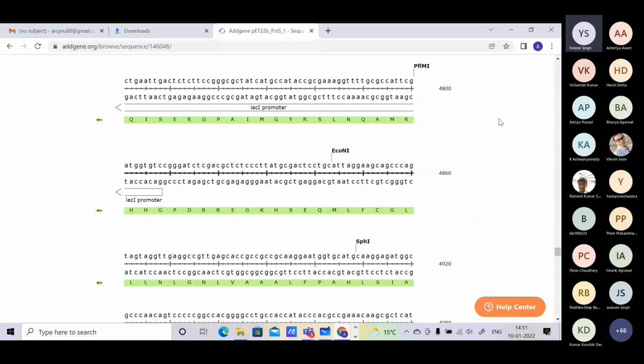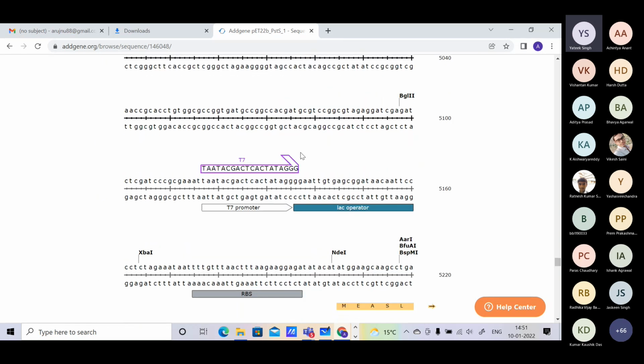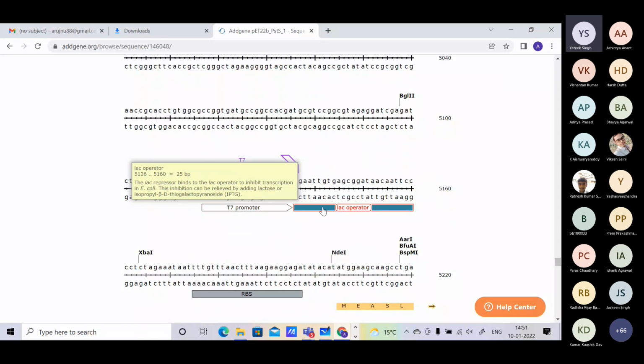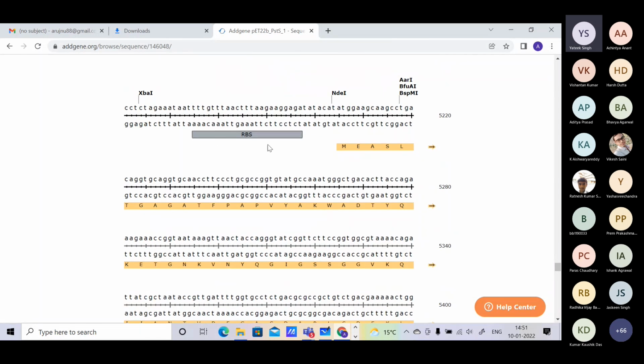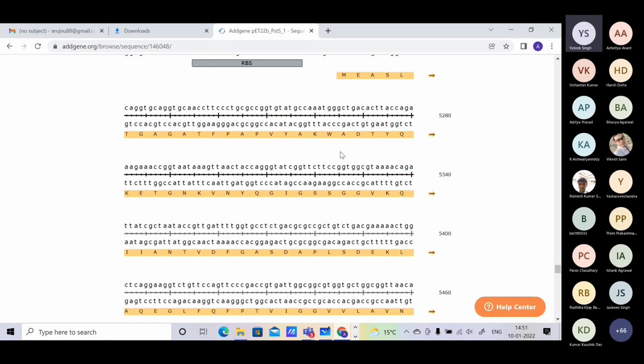So as you come here, you see that this is the LAC-I promoter. And this is the T7 promoter. After the T7 promoter there is a LAC operator, and this is the ribosomal binding site. And now here you can see this is the start of your gene, right?